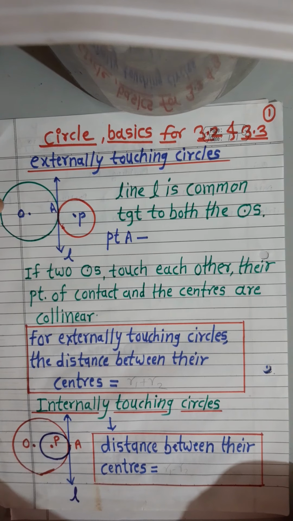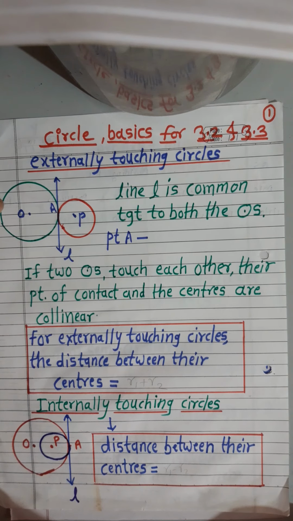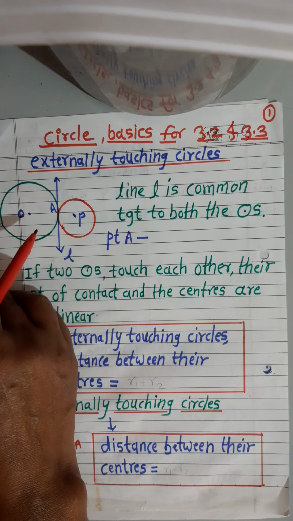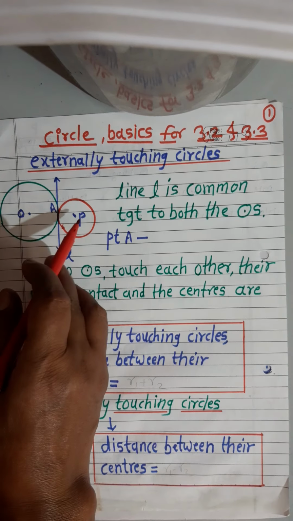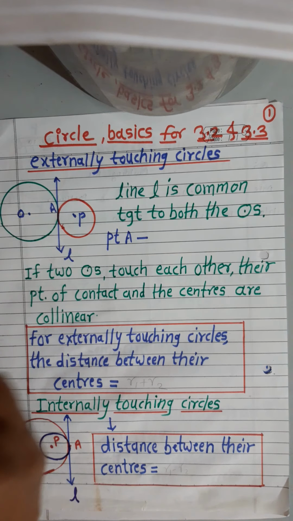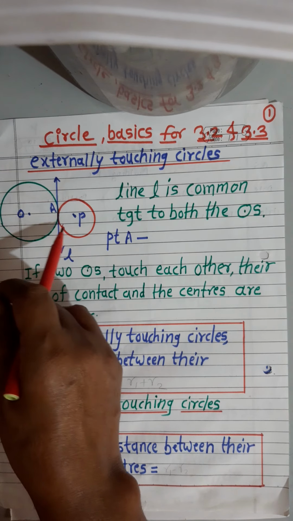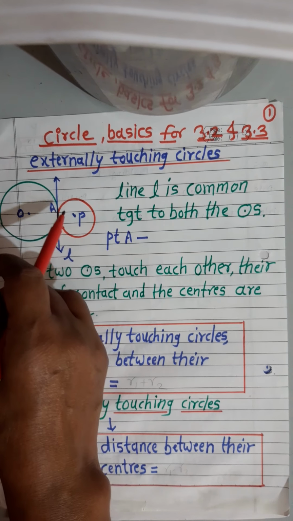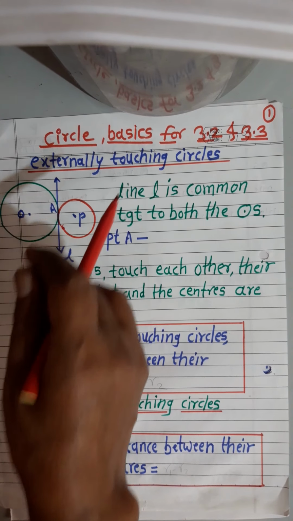Now we consider the third chapter, Circle, and the basics for 3.2 and 3.3. Now see these two circles with center O and center P. These are called externally touching circles. These two circles touch each other externally, and therefore they are called externally touching circles.